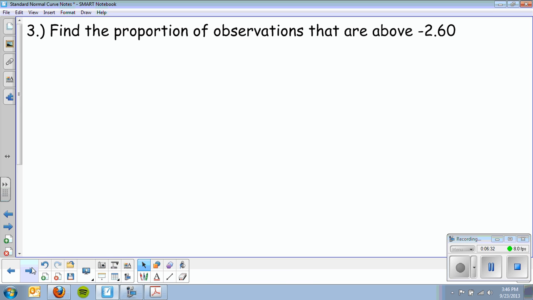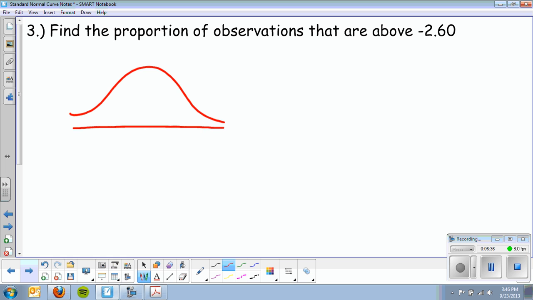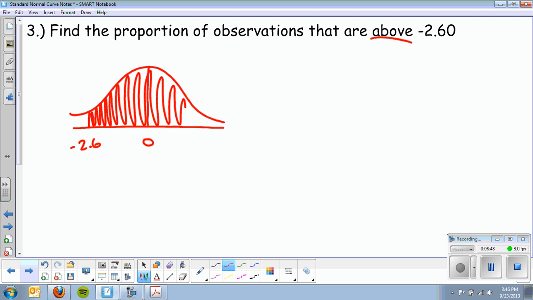Find the proportion of observations that are above negative 2.60. So again, there's my one. Negative 2.6 is way down here. And it says above, so I'm shading to the right. Now, as mentioned before, the table is only going to give me the area to the left. Well, that's a bit of a problem. Not too big of a problem, but it's a little annoying.